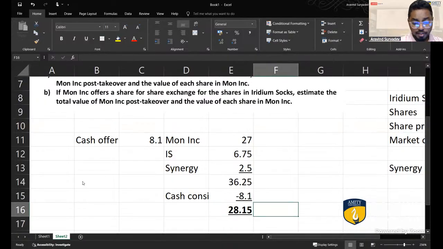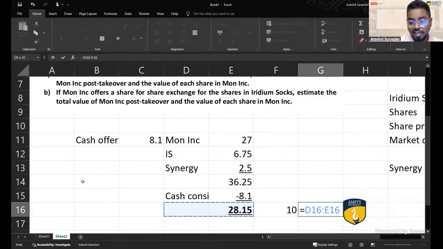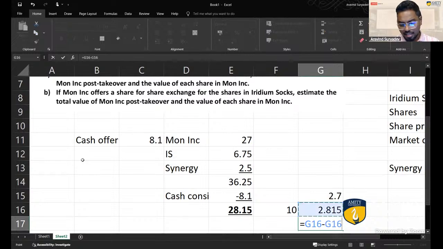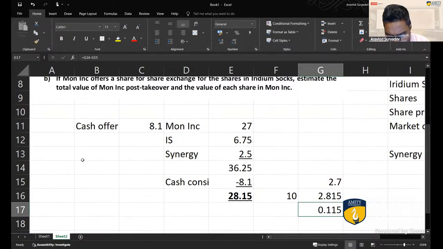If that new company, Mon Incorporated itself, has 10 million shares, the value per share would be $2.815 per share. Now, if you look, the old share price was 2.7. Which is great. That means the increase in the share price is not 1.15. It's about 11.5 cents that each shareholder is getting.